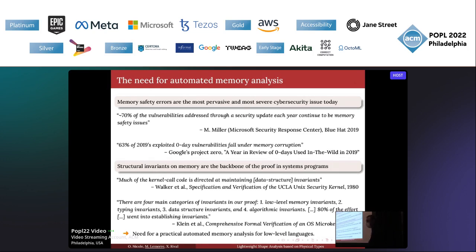They said that there were 4 main categories of invariants in their proofs: low-level memory invariants, typing invariants, data structure invariants, and algorithmic invariants. And 80% of the effort that they spent to prove the seL4 kernel went into establishing these invariants. So both of the reasons, memory safety and the need to find structural invariants, are reasons why we need practical and automated memory analysis for low-level languages.